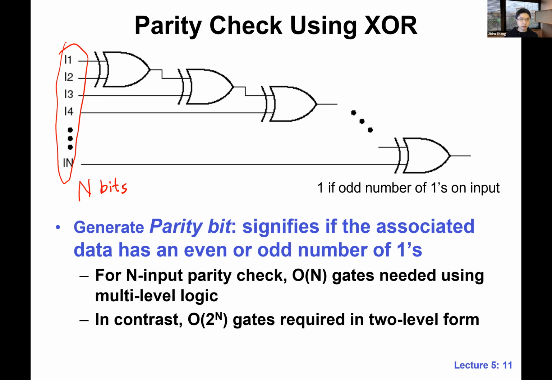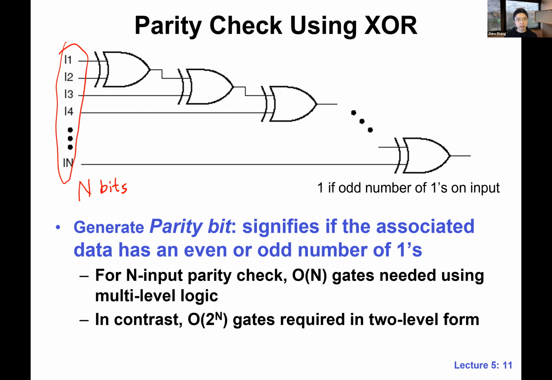The reason I want to quickly talk about this parity check is that this is a multi-level circuit, cascaded into many levels. We can also balance it. You can prove that XOR is associative and commutative, so you can balance this chain into a tree.